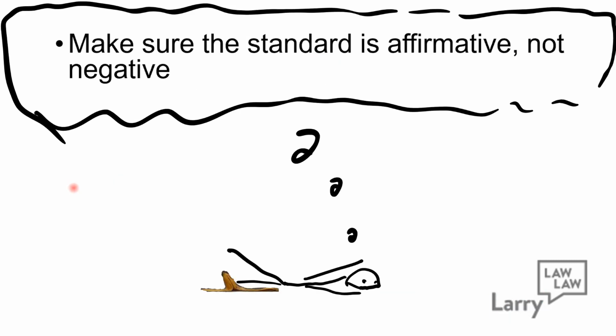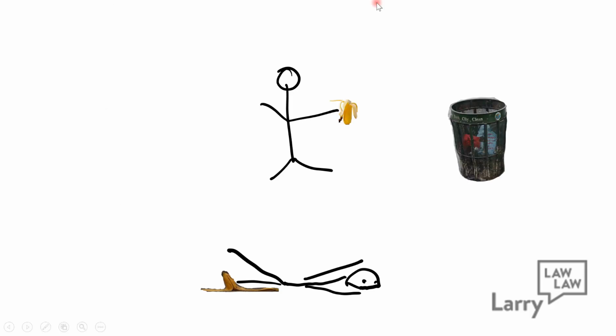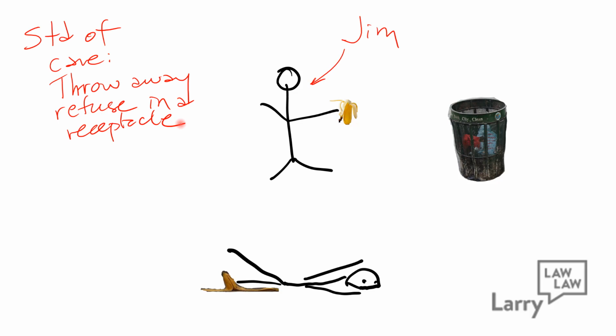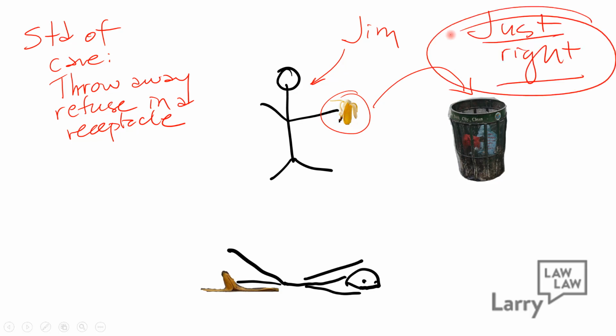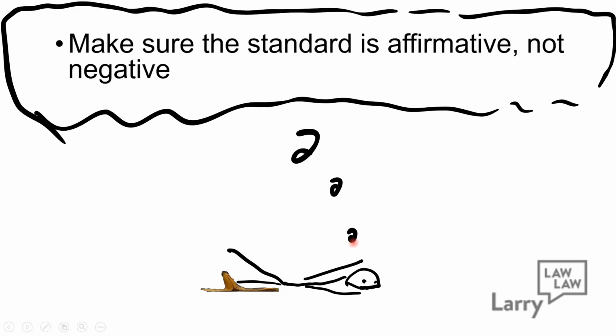So what's the right formulation here? The next tip really helps with that. If you make sure that the standard is in the affirmative and not the negative, you're most of the way there. So here, Bob's formulation is, the standard of care is that a reasonable person would throw away refuse in a garbage can. This is the just right. This is making sure that the standard is in the affirmative and not the negative.